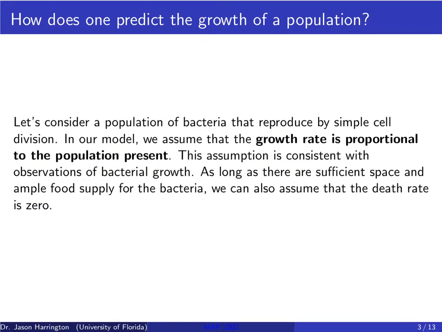All right, so first, let's go ahead and consider the population of bacteria that reproduce by simple cell division, and in our model, we assume that the growth rate is proportional to the population present. So that's the key word right there, that the growth rate is proportional to the population. We're going to be writing a derivative, because when we talk about growth rate, that's saying the derivative is going to be k times that population. So if I said dp over dt is equal to k times p, that's literally the model.